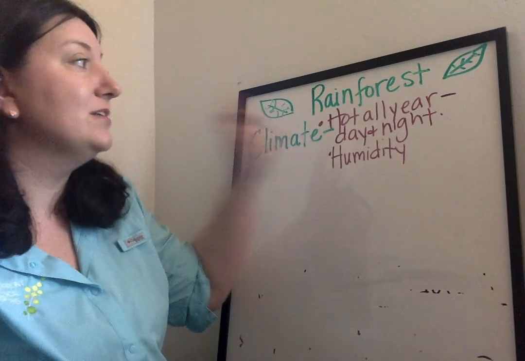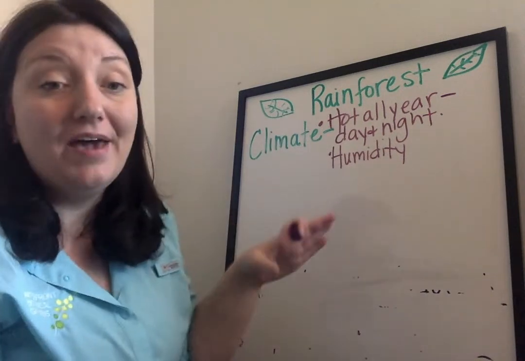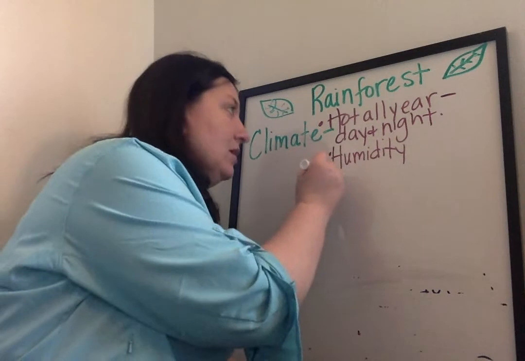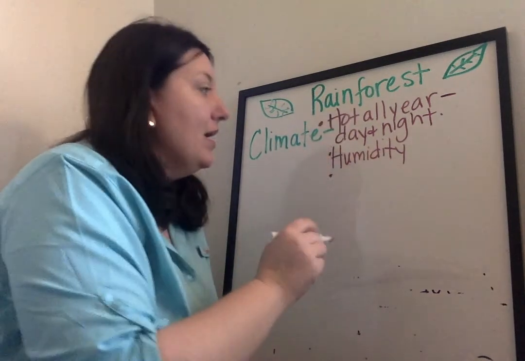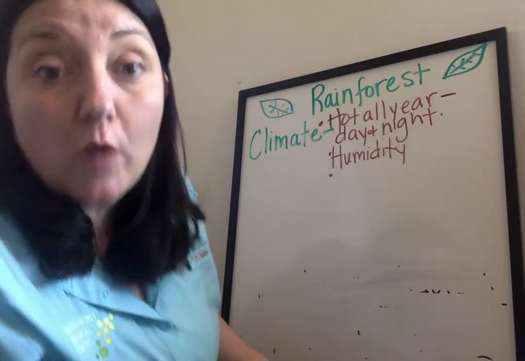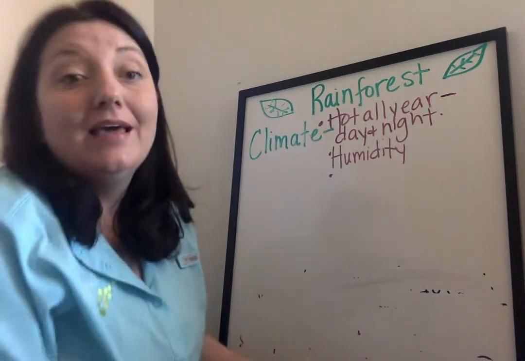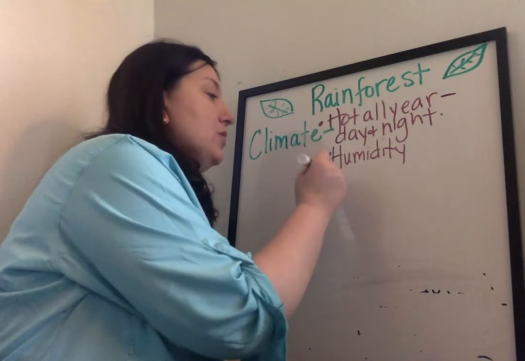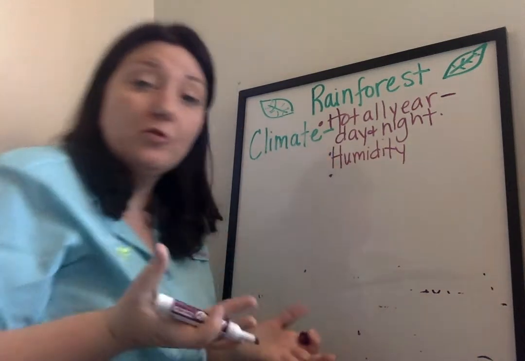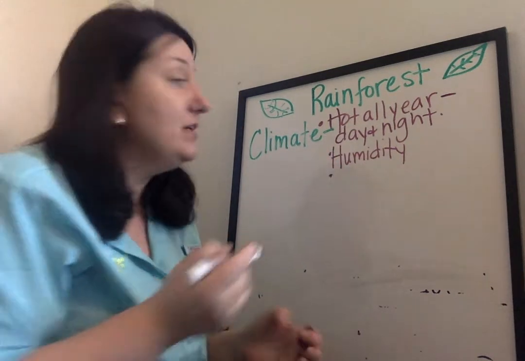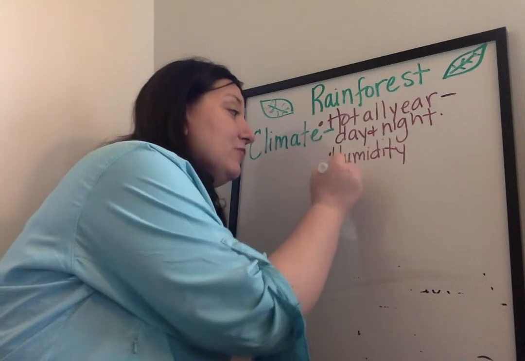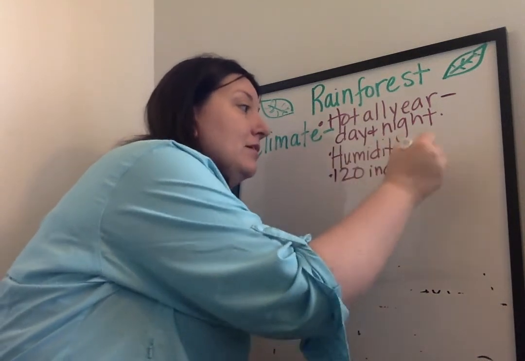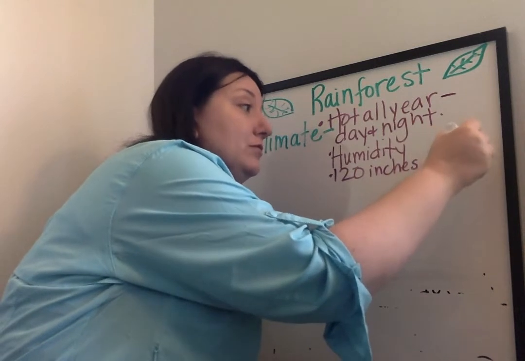So in the rainforest, it's hot both day and night. There's a lot of humidity, hot all year round. And then, of course, it does a lot of raining in the rainforest. So they get a lot of rain. It rains pretty much almost every day in the rainforest. And in the Amazon rainforest, they get about 120 inches of rain per year.